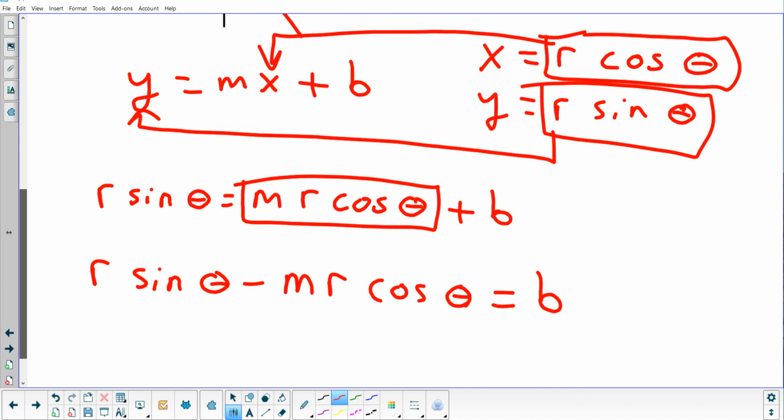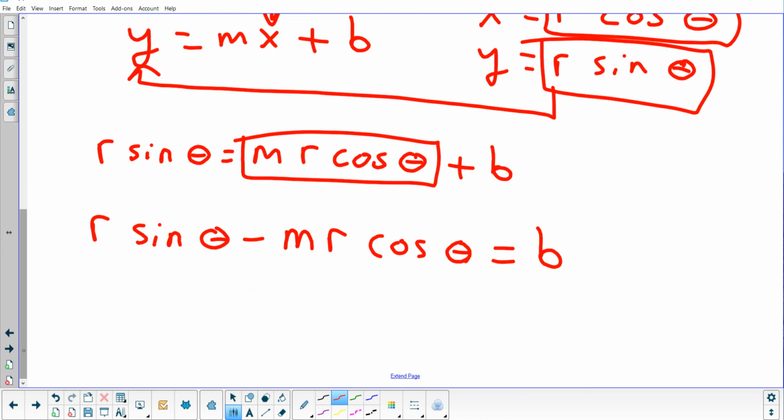Now, what could I do on the left-hand side that would make it so I would only have to write the r one time? Factor it. Let's factor the r out. What would that leave me with in parentheses? Sine theta minus m cosine theta.